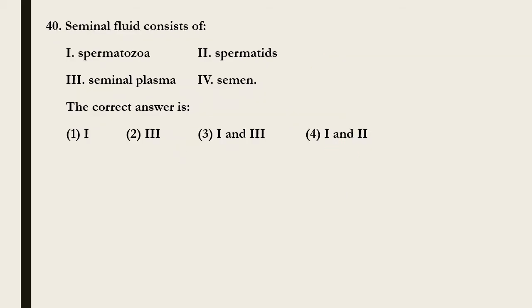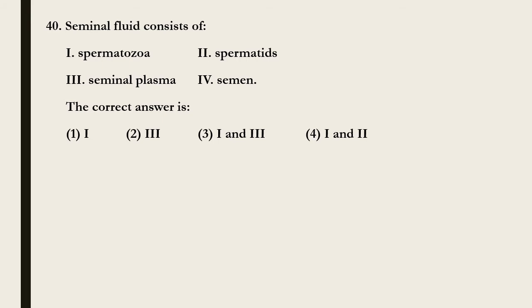Question number 40. Seminal fluid consists of: 1, spermatozoa; 2, spermatids; 3, seminal plasma; 4, semen. Option 1 means only spermatozoa is present. Option 2, only seminal plasma is present. Option 3, spermatozoa and seminal plasma are present in seminal fluid. Option 4, spermatozoa and spermatids are present in the seminal fluid.